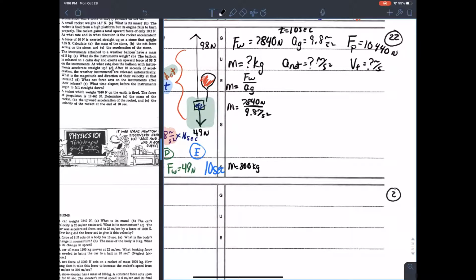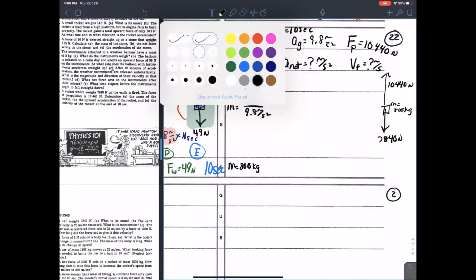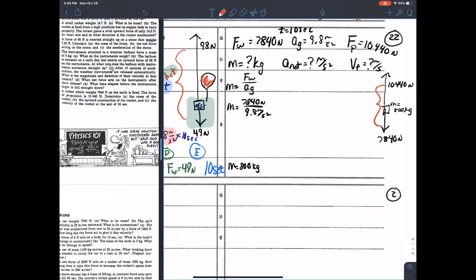All right, I'm going to sketch this out real quick. You have the weight, 7,840 newtons. We have the upward force, 10,440 newtons. And now we know the mass of this object: the mass equals 800 kilograms. We need to figure out the net acceleration. Why do I call it the net acceleration? Because we have to consider both of those forces that are acting on this. So we're not looking at just one force, you're looking at the sum of those two.